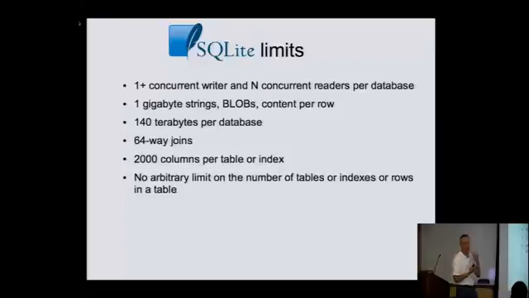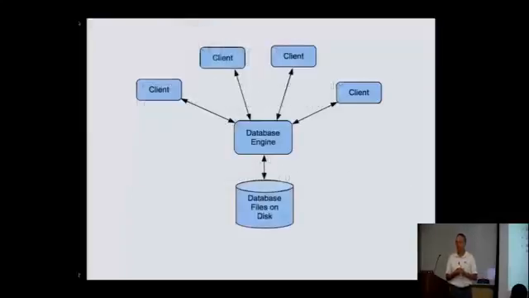We take strings and blobs up to 1 gigabyte in size, which is actually more than a lot of large-scale databases will do. A single database can be up to 140 terabytes. We've never actually tested that limit because we've never actually come up with a file system that could give us a 140 terabyte file. But that's the theoretical limit. 64-way joins, 2,000 columns per table. There aren't any real arbitrary limits other than these. It's actually a full-featured database engine.